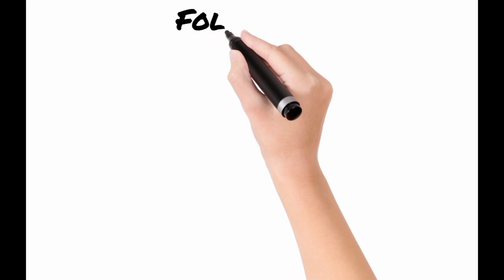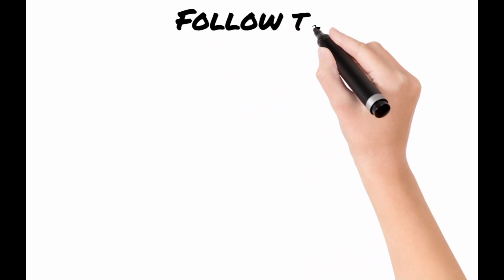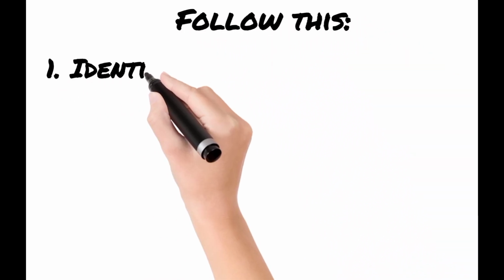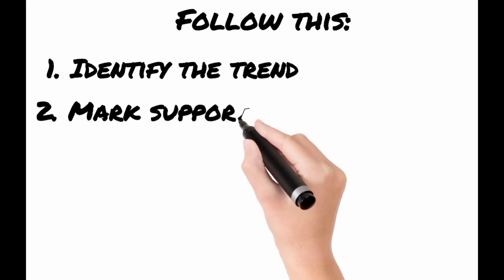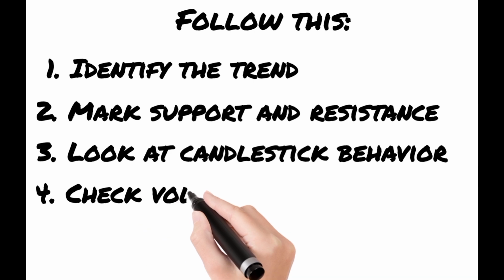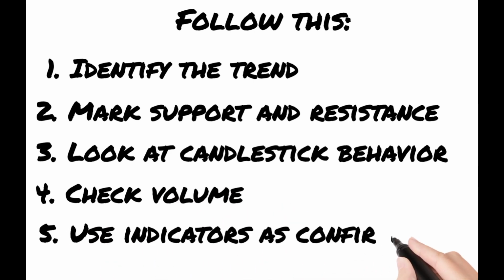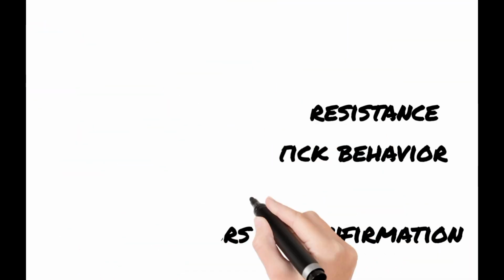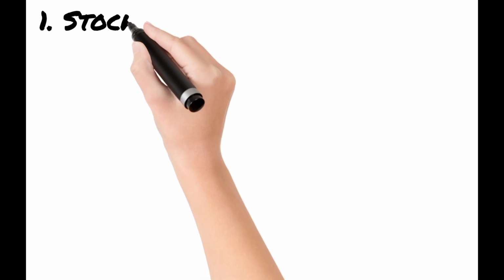Putting it all together, when you look at a chart, follow this simple process. 1. Identify the trend. 2. Mark support and resistance. 3. Look at candlestick behavior. 4. Check volume. 5. Use indicators as confirmation. This step-by-step approach helps you avoid confusion.